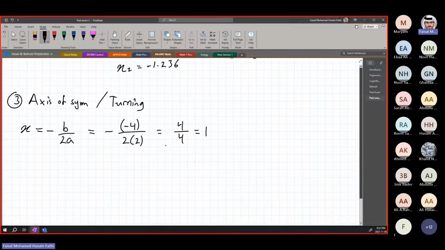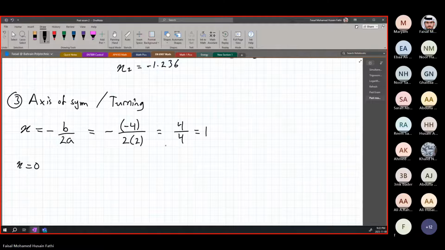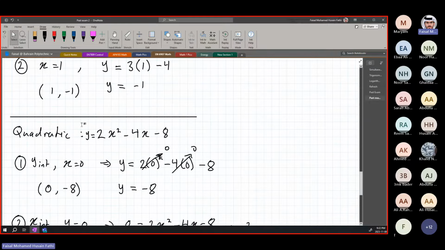So now what do we do to get the turning point at this x value, when x is equal to 1? When x is equal to 1, we will find the y value of the equation, this equation over here, the same equation.